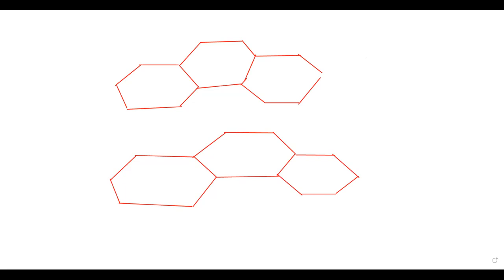But what if we have only a single layer, and we fold that layer? For example, you take a paper and join one end of the paper to another. It will make a cylindrical structure, and that cylindrical structure is known as a carbon nanotube. So if we take only one layer, then we call that graphene.